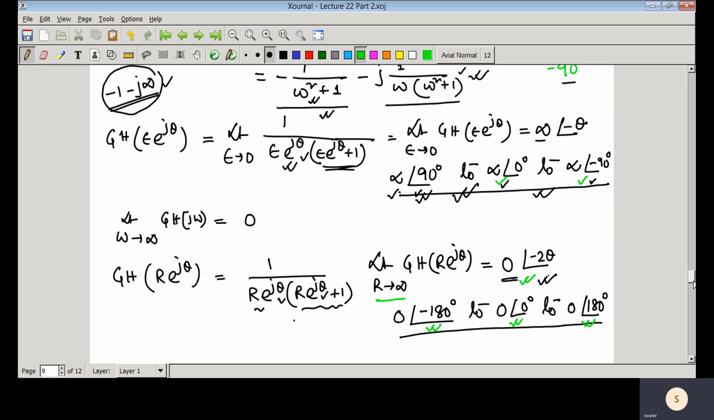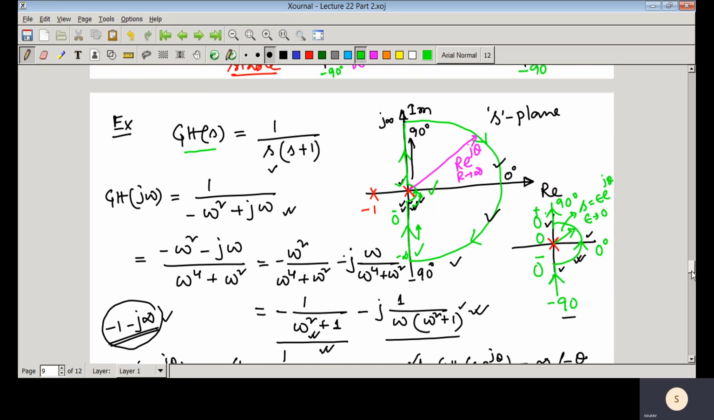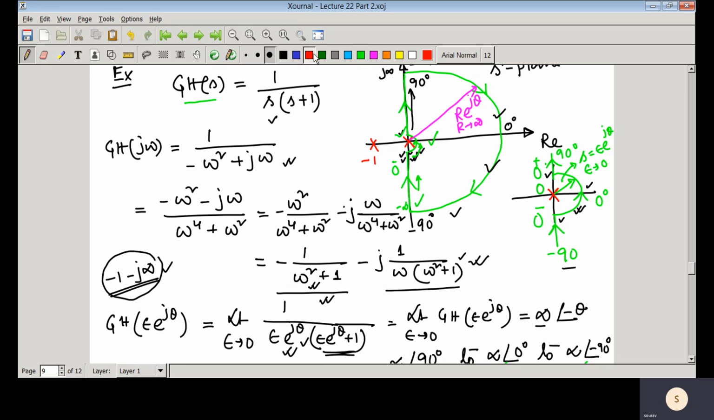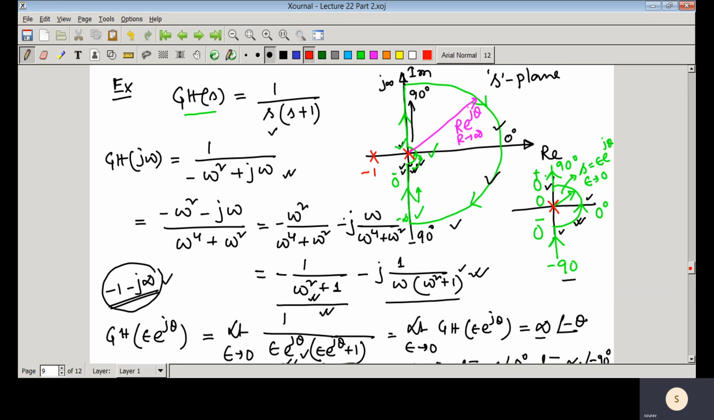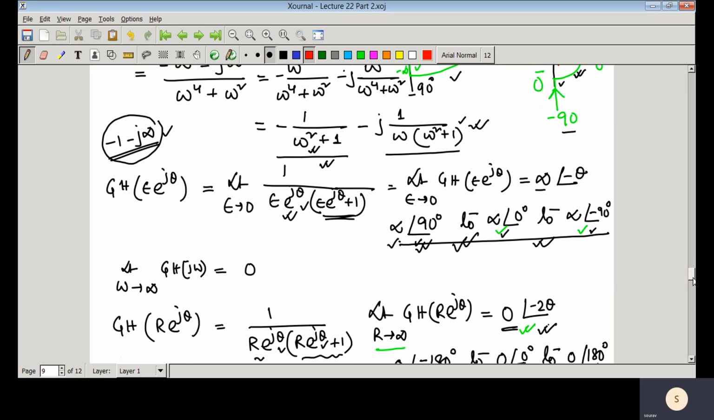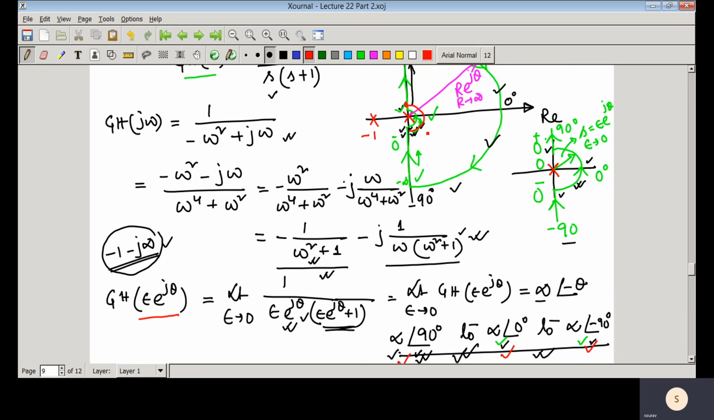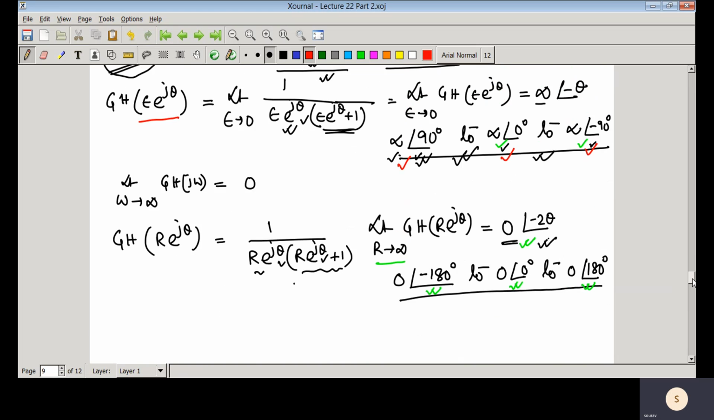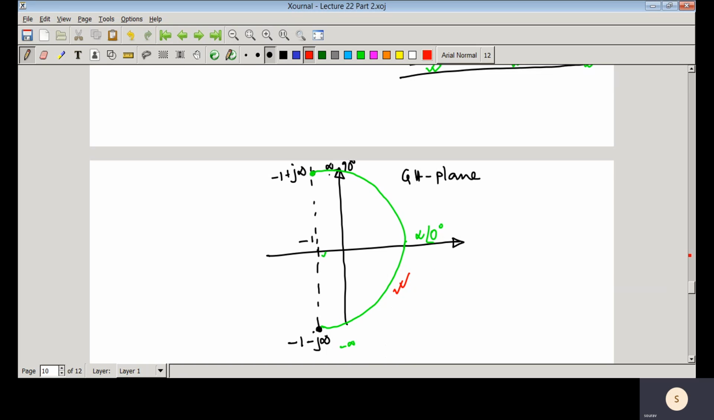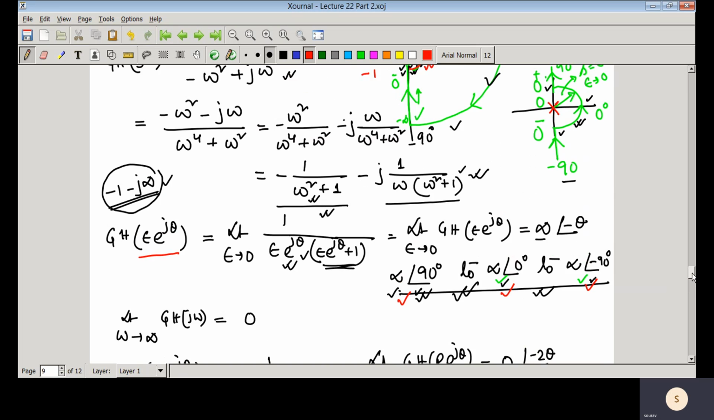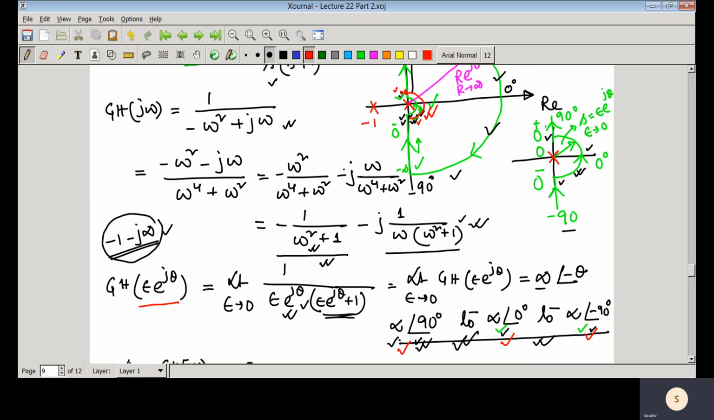So that means here we have seen this particular part, we are here. So I think I have missed that one. That means here epsilon e to the power j theta, so infinity to 90 degree, infinity to 0, and infinity to minus 90 degree. So this is actually this particular part. So that means this particular part is actually the mapping of this particular part. So now you are here.